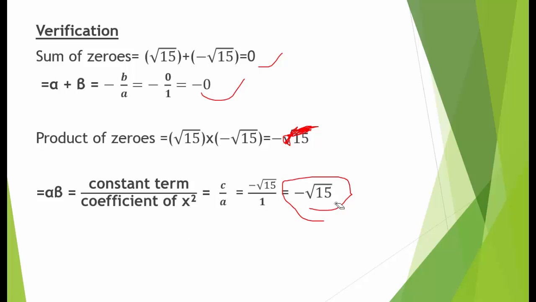Student, correct this. Here you have to write 15, because this is not square root 15, this is 15.